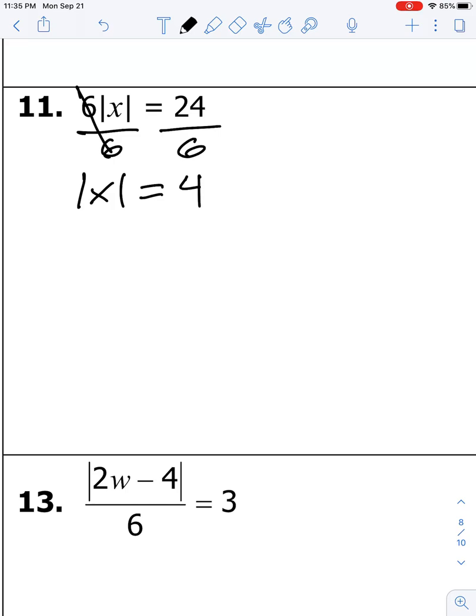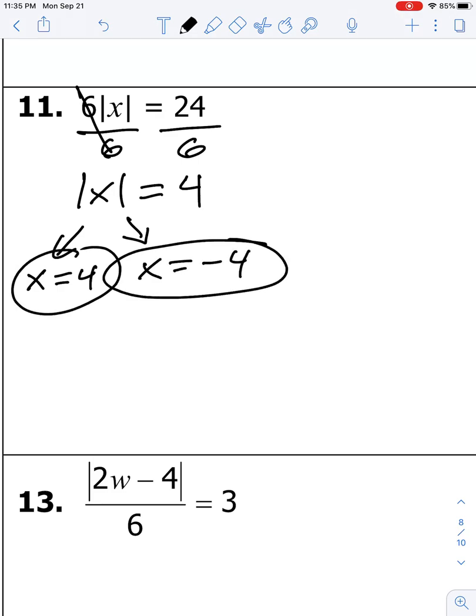Now, the absolute value is by itself. All right, it equals 4. So take what's on the inside and write it down. Set it equal to what's on the other side. Take what's on the inside, write it down again. Set it equal to the negative of what's on the other side. And again, clearly, we have our answers pretty close to not far into the problem.